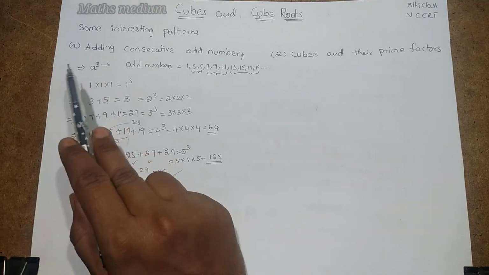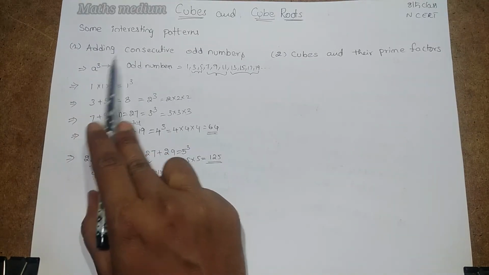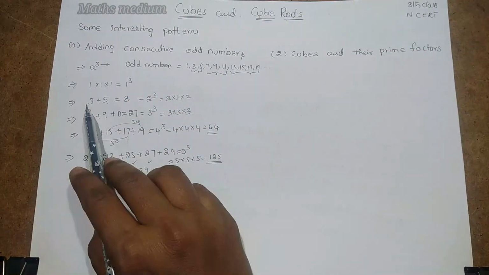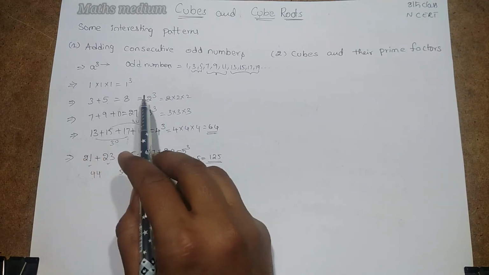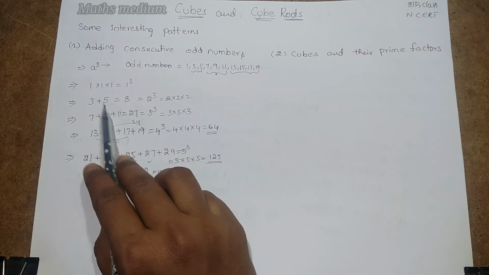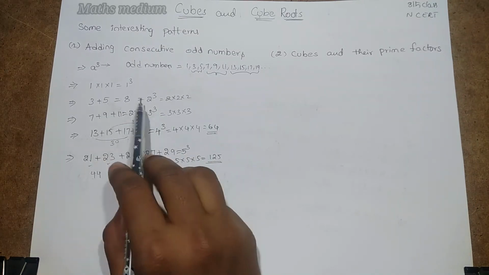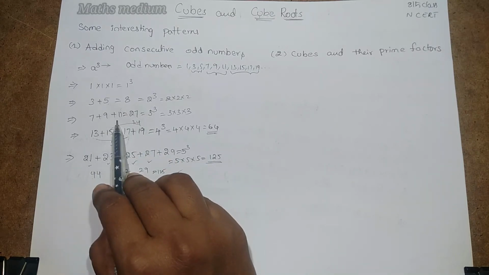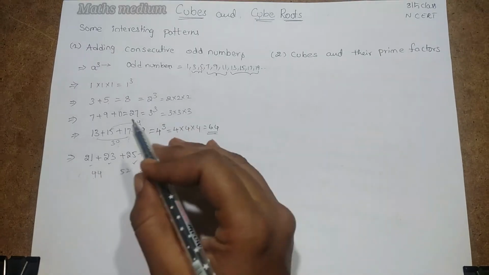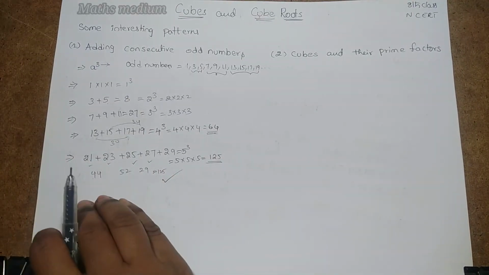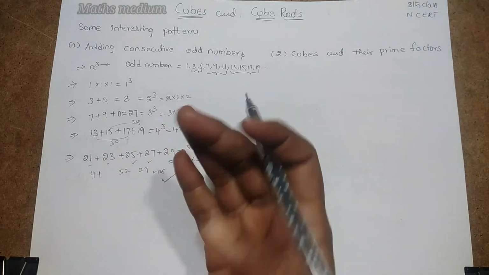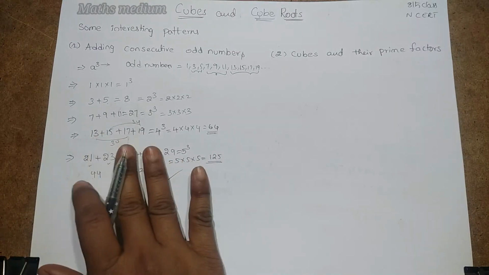So here we can find any cube number by adding consecutive odd numbers. In this one we have to remember one thing: how many odd numbers we are adding, that is the number whose cube we get. Here we are adding 2 odd numbers consecutively, so it gets 2 cube. Here we are adding 3 numbers, we get 3 cube. Similarly, adding 5 numbers, we get 5 cube. If we add 6 consecutive odd numbers, then we will get 6 cube, and the answer is 216. So that is the topic about adding consecutive odd numbers.